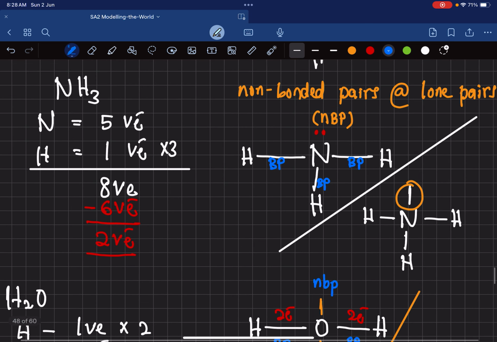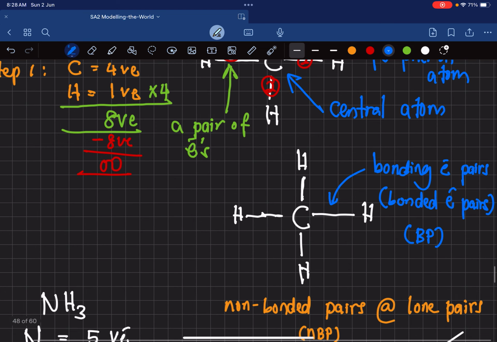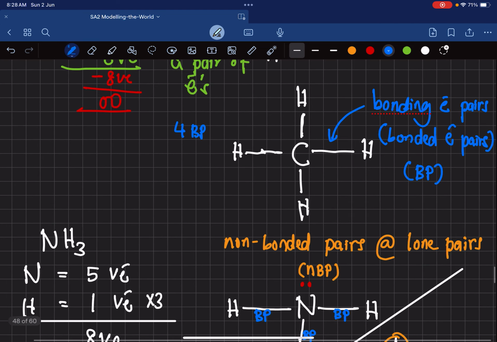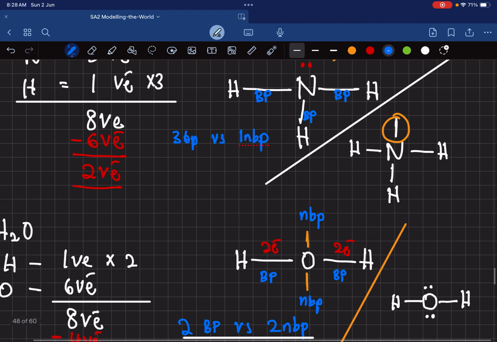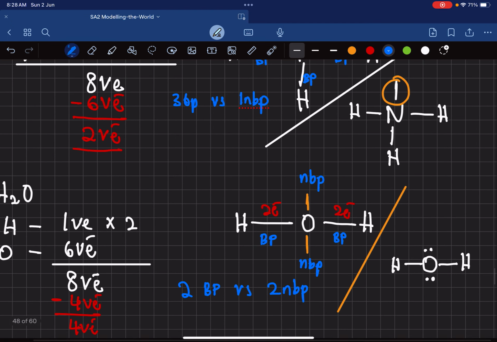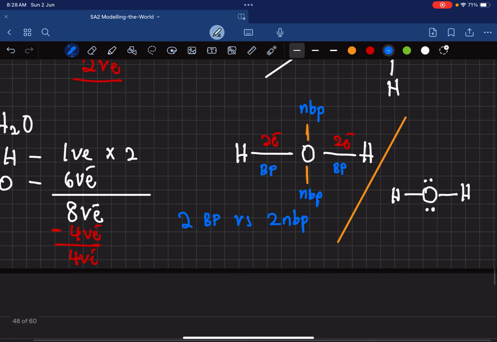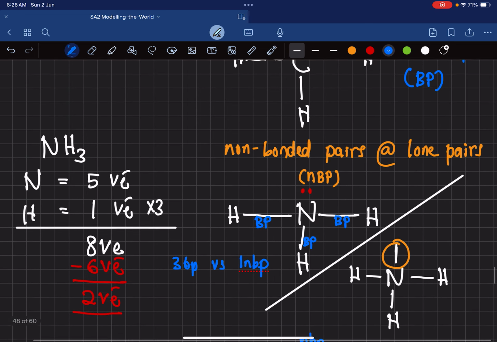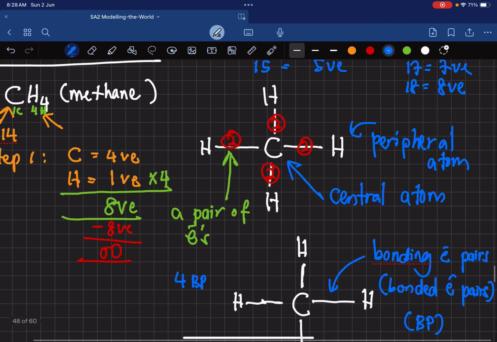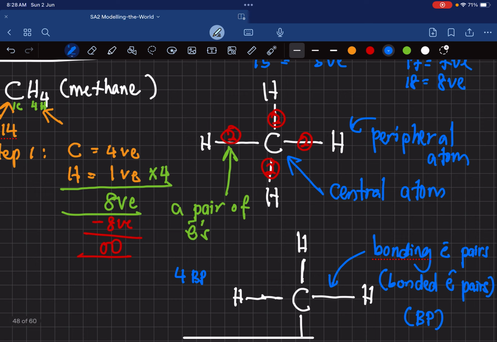In the case of ammonia, you have 3 bonded pairs versus 1 non-bonded pair. And in the case of methane, there are only 4 bonded pairs. So you see what has happened? From 4 bonded pairs, it became 3, and 1 became a rebel, a non-bonded pair. And here it became 2 bonded pairs and 2 non-bonded pairs. So this will affect the shape of the molecule. How the molecule ends up looking is affected by this.